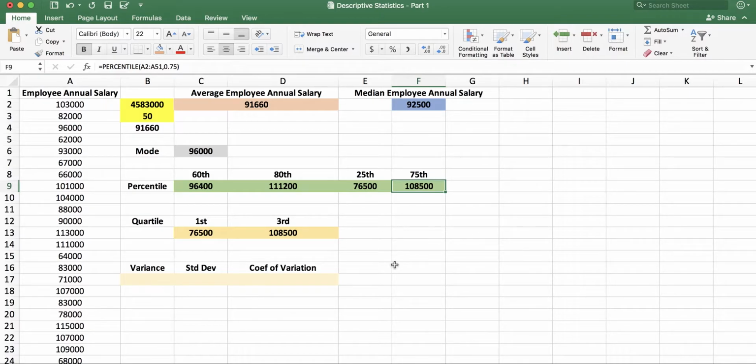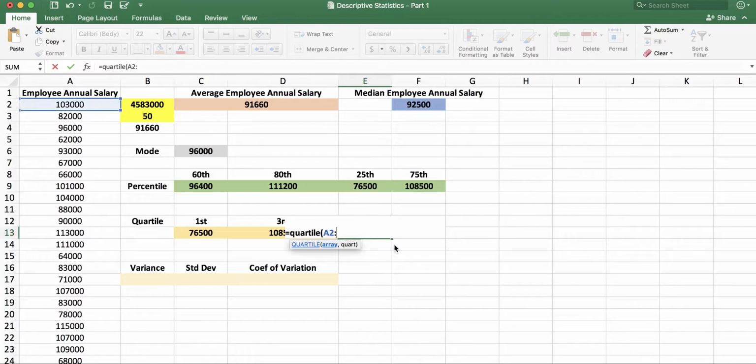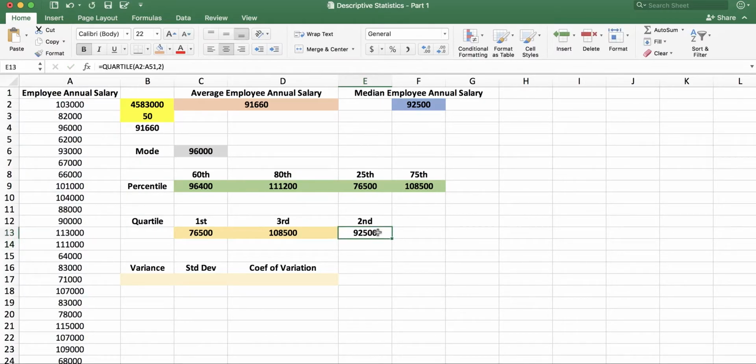And if we were to ask the second quartile, that is essentially the same as the 50th percentile, but it's also equivalent to the median. So let's show that. So the second quartile, I'm going to use the quartile function A2, A51, and since we are looking at the second quartile, I input 2. That is equal to 92,500, which is equal to the median as well. Okay, so the second quartile is equal to the 50th percentile as well as the median in your data set.